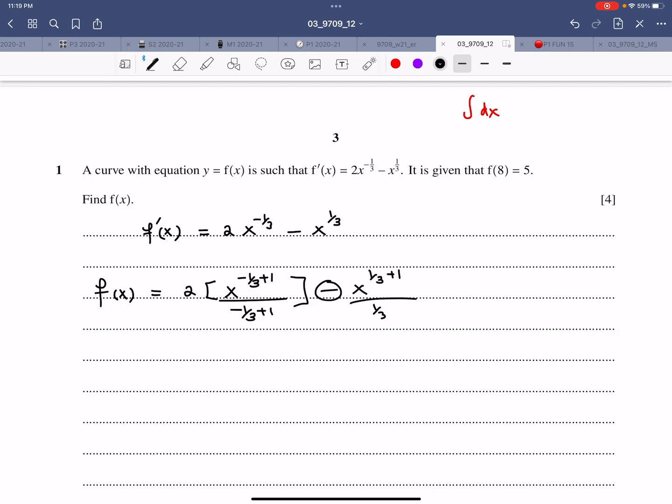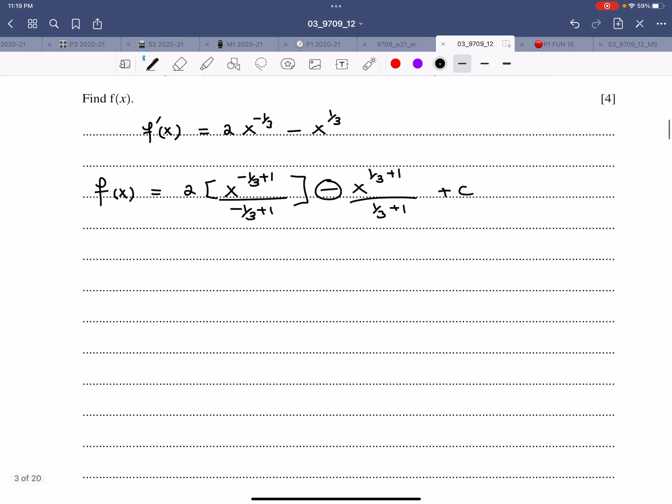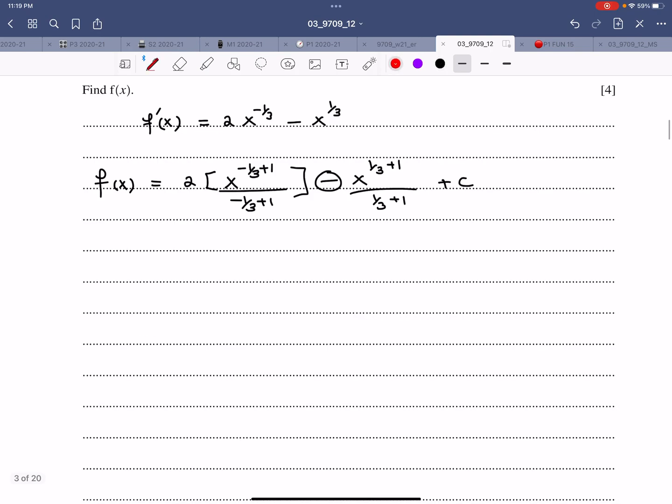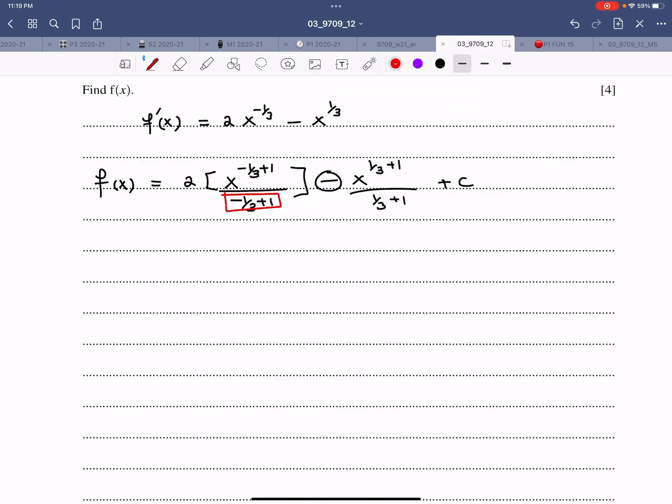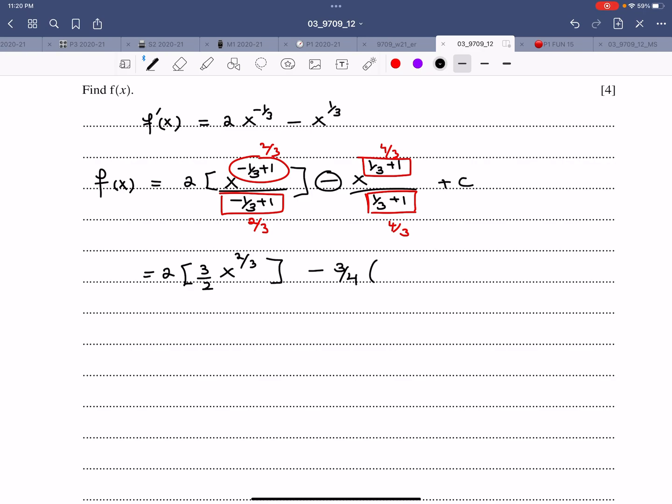Minus 1/3 plus 1 is 2/3, 1/3 plus 1 is 4/3. So first simplify. Therefore this is 2 multiplied with 3 over 2 x raised to power of 2/3, minus, as it is, 3/4 x raised to power of 4/3 plus c.